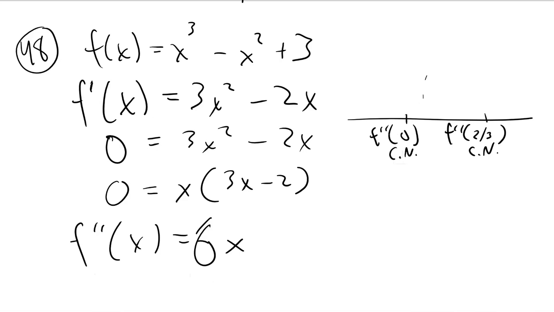Wait, would it not be 6x minus 2? That helps. But yeah, sometimes the second derivative test does fail. But the minus 2 makes this negative. So if the second derivative is negative, is that concave up or concave down?